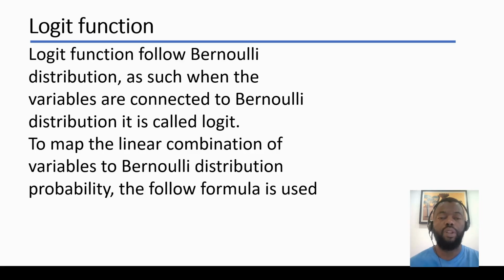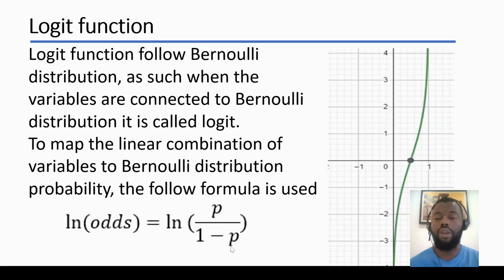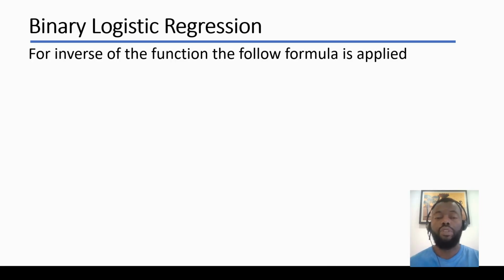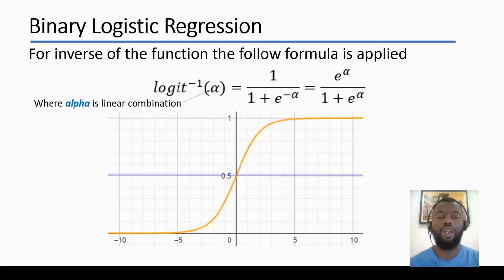To map the linear combination of variables to the Bernoulli distribution probability, the following format is used, where we have the natural log of odds equal to the natural log of p divided by 1 minus p. And here we have the function, but what we need is the inverse of this function. So to have the inversion of this function, the following form is applied, and now we can have the inverse of the function: 0, 1, failure, success, false, true.